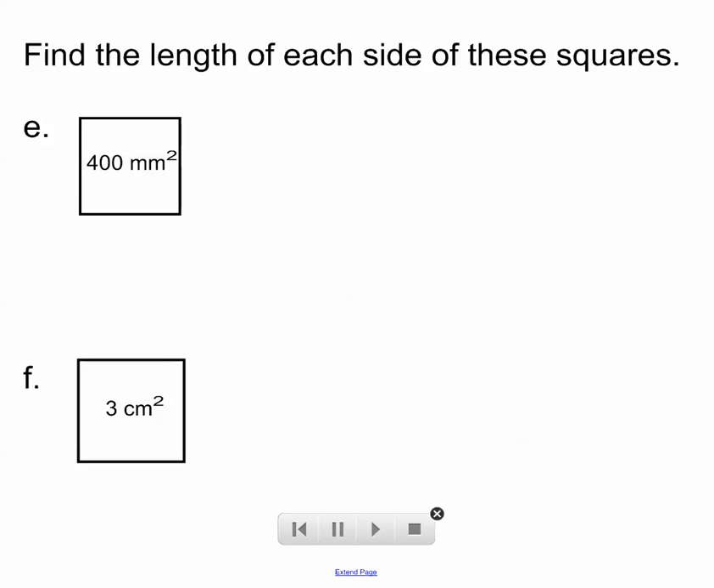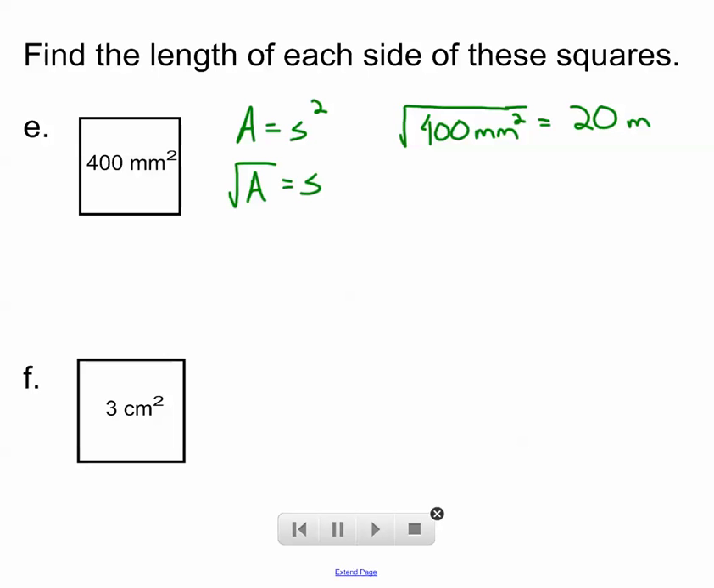Find the length of each side of these squares. Okay, this does heavily involve square roots because we know that the area of a square is its side length squared. So the square root of the area will give us the side length. Let's show you how that works. So all we have to do is take the square root of 400 millimeters squared, and that should give us the side length, 20 millimeters.